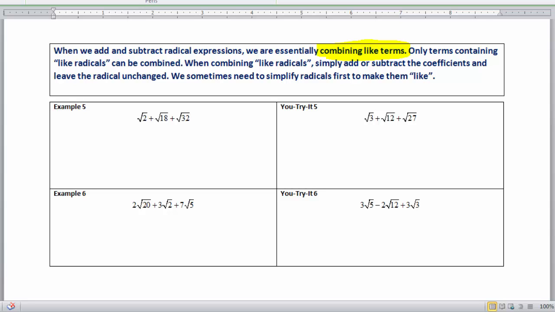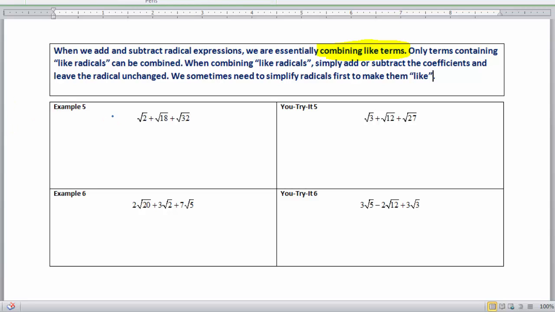It's just like when you would add polynomial terms, you would only combine the like terms, right? So like x's and x's, x squareds and x squareds, x cubes and x cubes. It's the same idea here, okay? So we're just going to add or subtract the coefficients, the numbers out front, and then leave the radicals unchanged. And of course, sometimes you're going to need to first simplify radicals in order to make them like. They might not be like in the form that they're given to you. You might have to change them into a form so that they are like, right?